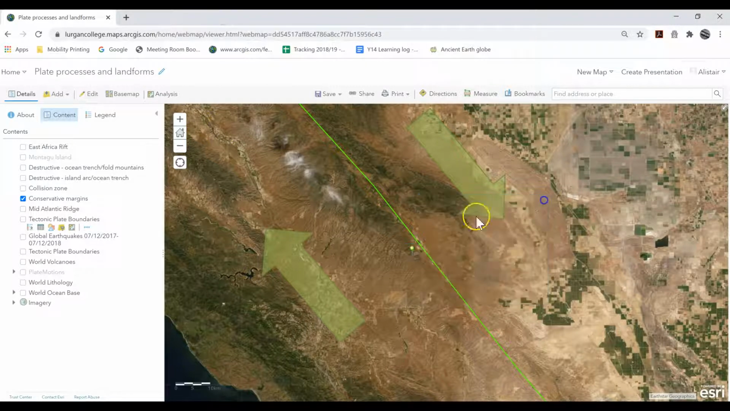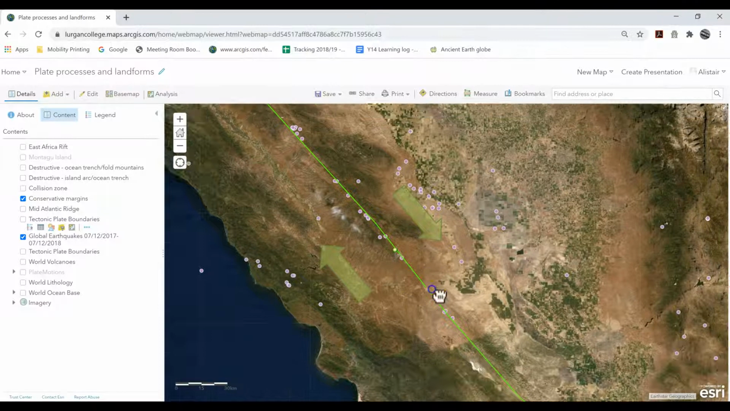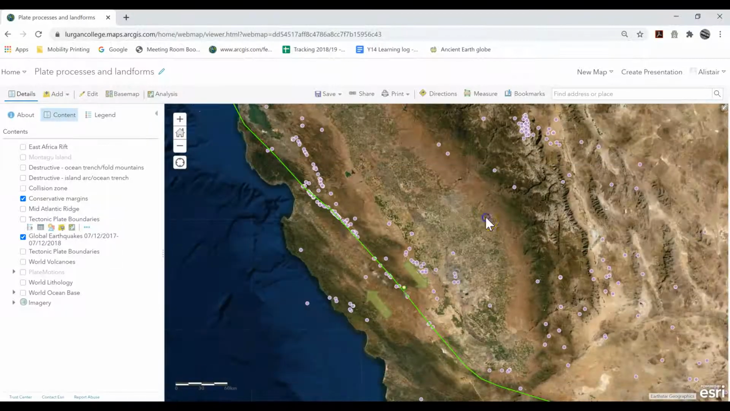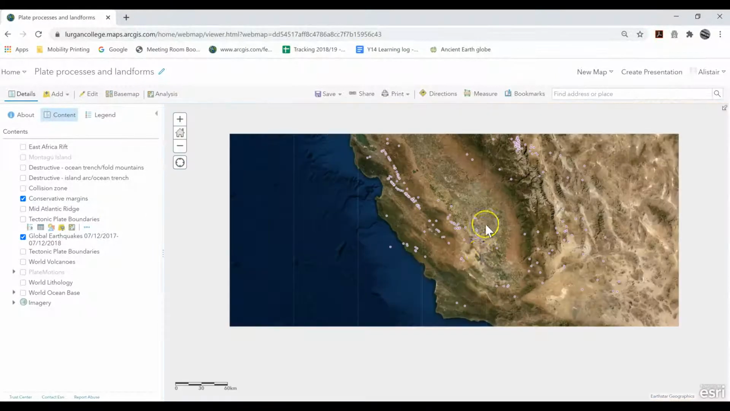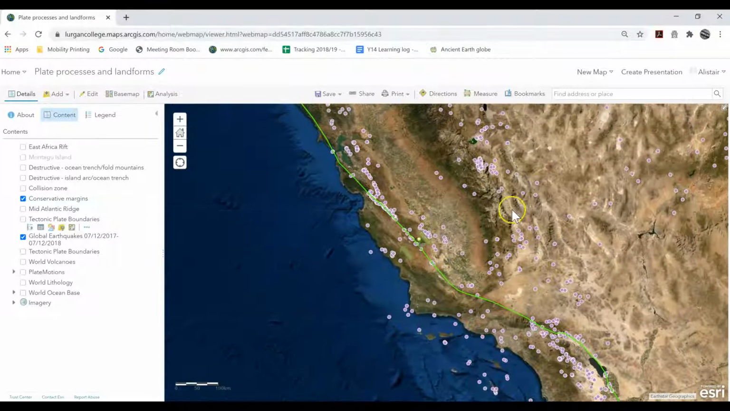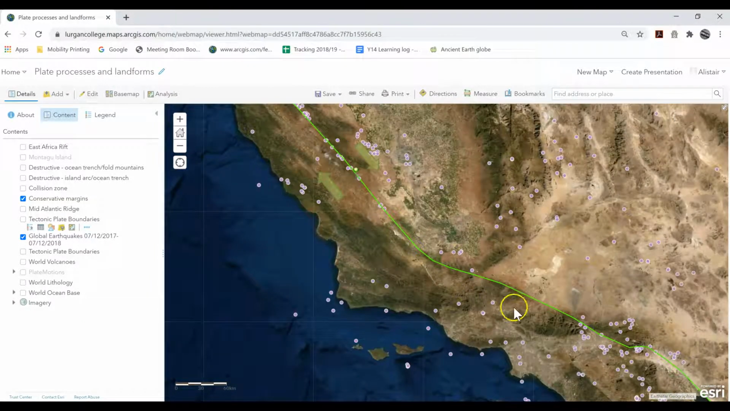Now, let's turn on the earthquakes again. What pattern of earthquakes are you expecting to see? Here we are, and you can see the earthquakes running along this. Now, we'll discover as we look at California in a little bit more detail in due course that there are many, many other faults in California as well, which you can see from the epicenters of these earthquakes. But here's the San Andreas Fault.